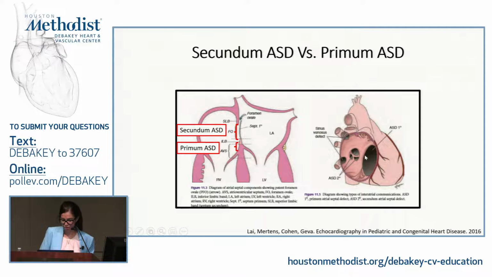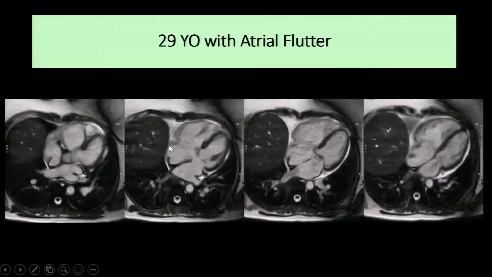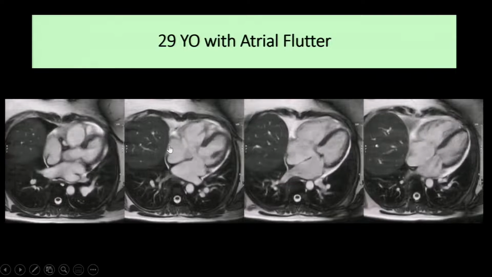Okay, so here in this graph, you can see this is where you may find the secundum ASDs, and this is where you will find the primum, closer to the crux of the heart, okay? So you just need to look at this piece of septum that is between the AV valve and the fossa ovalis. So let's move to an example here.